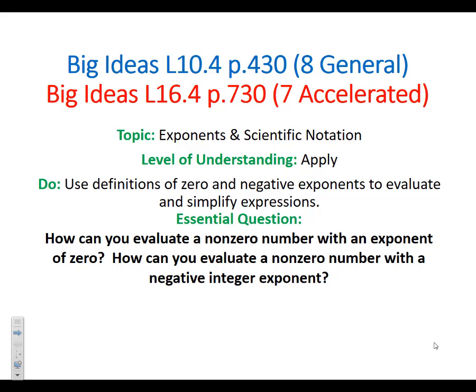We have two essential questions. How can you evaluate a non-zero number with an exponent of 0, and how can you evaluate a non-zero number with a negative exponent? And of course, I know being a person of character and intelligence, you went to the appropriate pages for your class and you wrote down some notes. So you kind of have an idea, might be a little fuzzy, so let's talk about it.